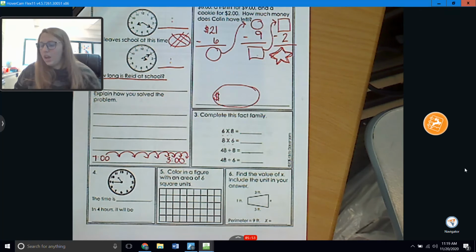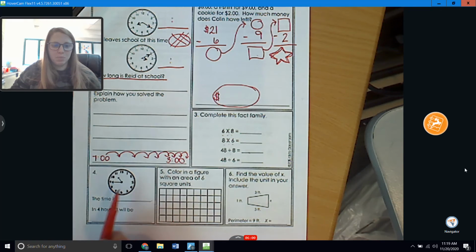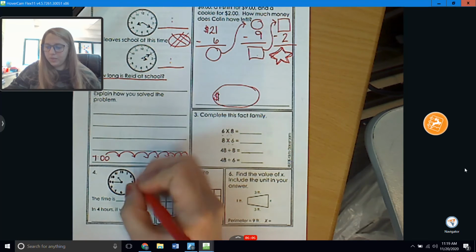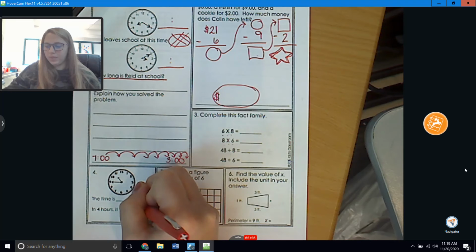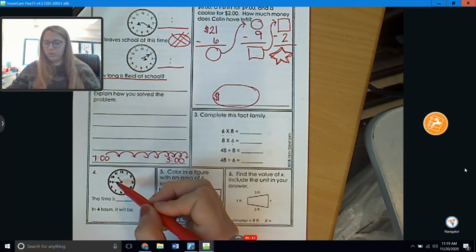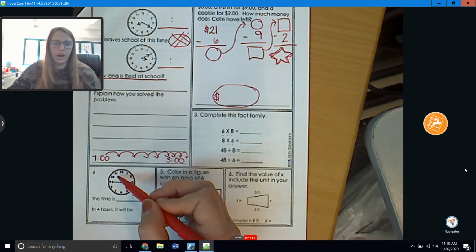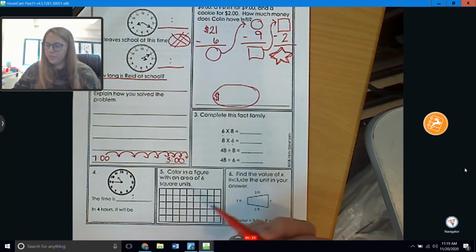Number 4, the time is blank. You need to read this clock. Then you're going to tell me what the time would be 4 hours later. So you're going to read this clock, write the time right here, and then tell me what it would be 4 hours later. If it's going to be 4 hours later, your minute time is going to stay the same, but your hour time will change.